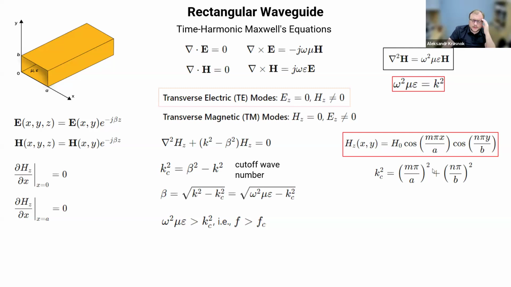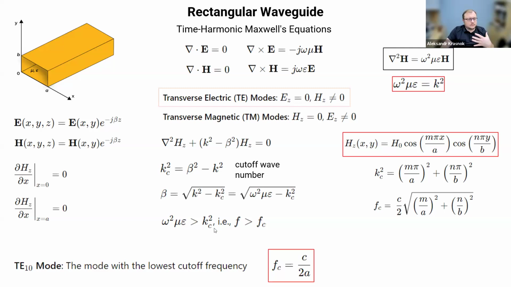So you see it's defined by m and n, integer numbers, and also defined by a and b, which are the width and height of this waveguide. And finally, for the cutoff frequency, we got this equation, which again depends only on the mode numbers m and n and the dimensions of this waveguide, a and b, width and height.